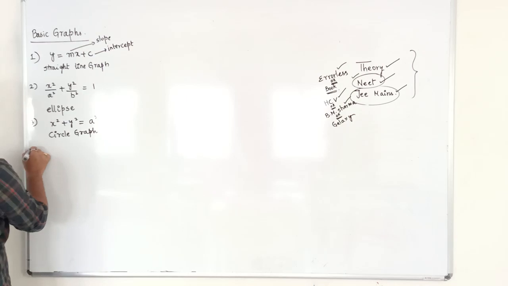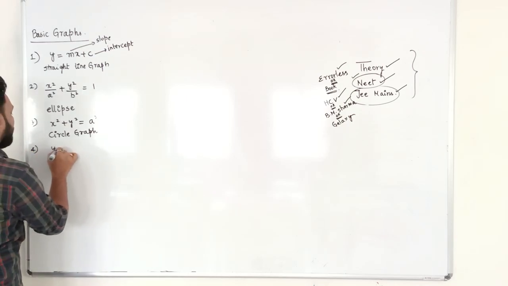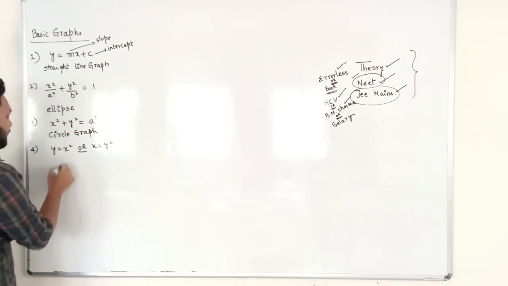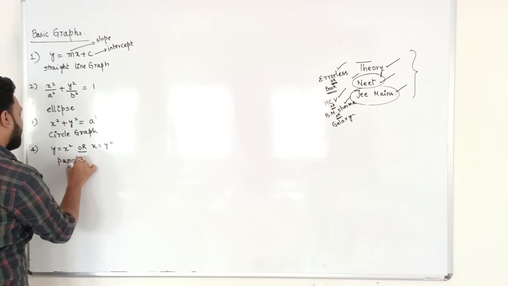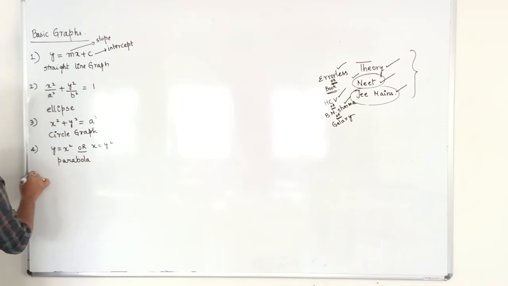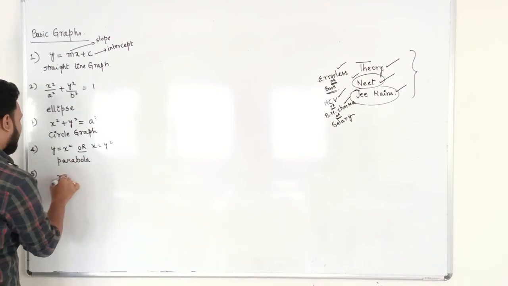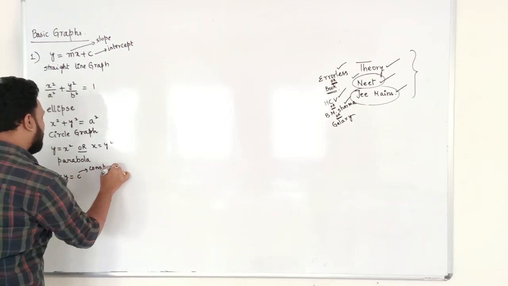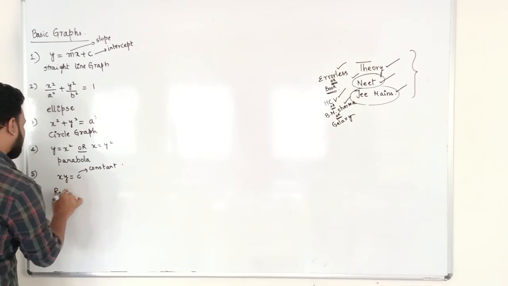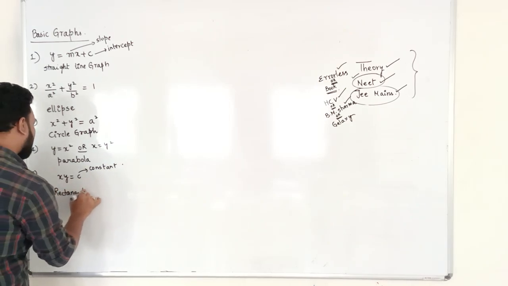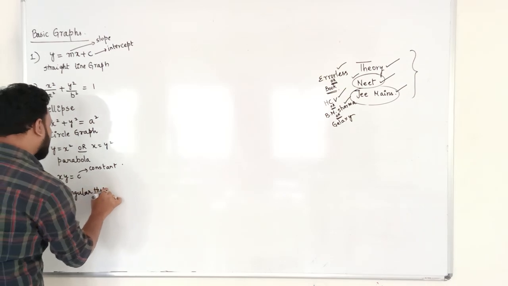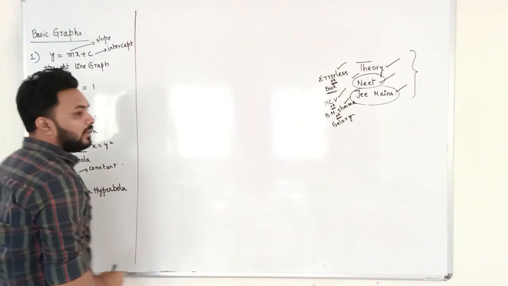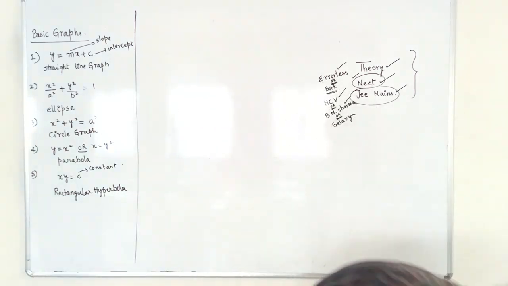Now the fourth one, if y equals x square or x equals y square, this will be our parabola graph. The fifth one, where xy equals c, a constant value, represents a rectangular hyperbola. This is our rectangular hyperbola. We'll see one by one how exactly we take the graphs.